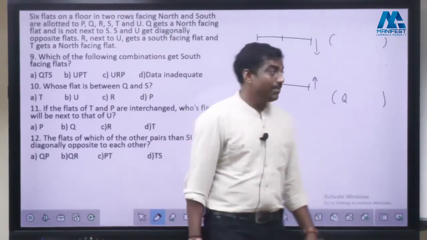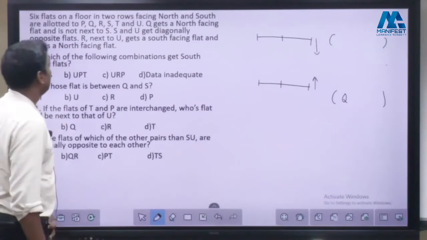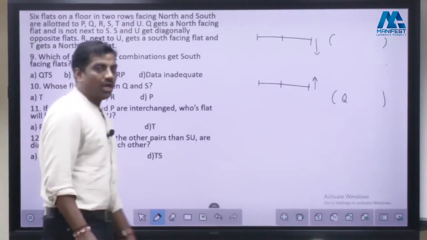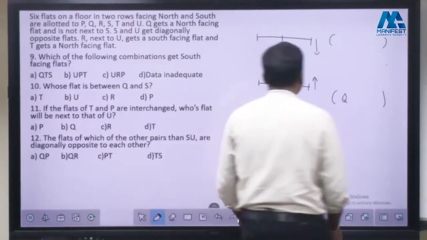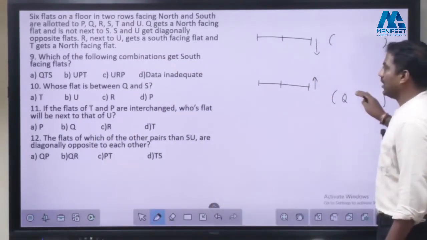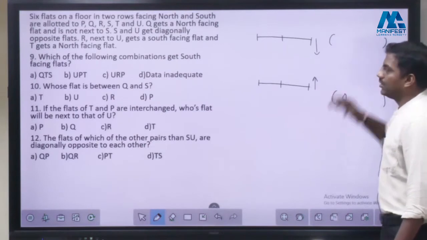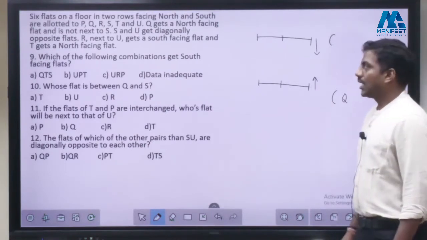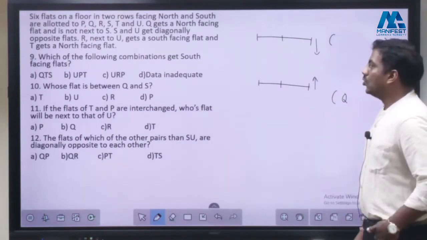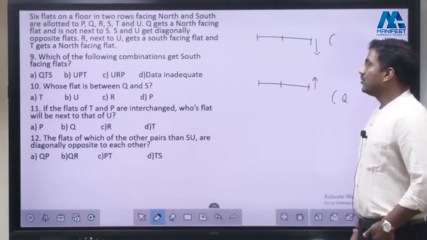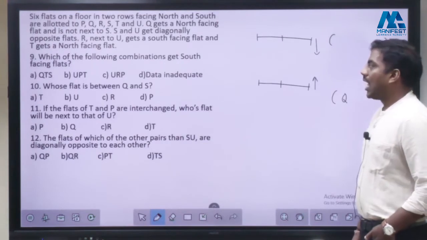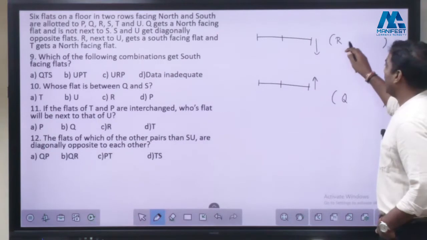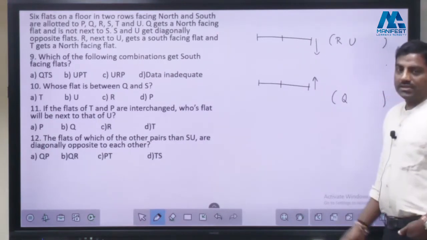Now, S and U are diagonally opposite flats. So if S comes here, U will come here. If S comes here, U will come here. Okay. R next to U gets a south facing flat. So R is in south facing and even U is south facing.